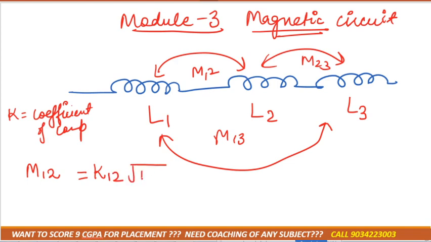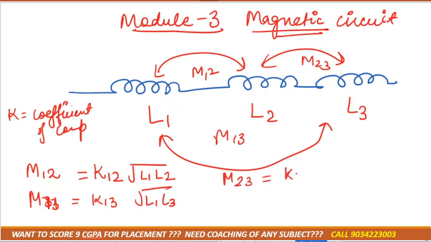M12 is K12 root of L1 into L2. Similarly, M13 we can consider as K13 root of L1 into L3, right? And the rest one is M23, that would be K23 root of L2 into L3. Got it? So from here, if they have given the K value, then we can get M12, M13 and M23.